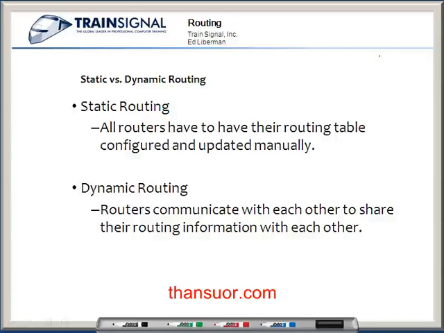And so what this means is administrators no longer have to go around to all the different routers and enter everything manually. Now, dynamic routing can be a little bit confusing to understand as far as how it works. So I want to do a little demonstration for you to help try to clear things up.